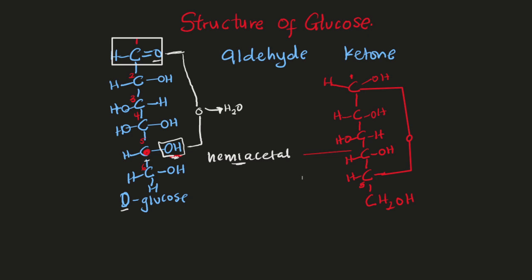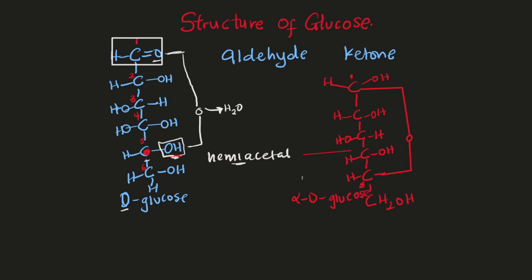What is found on carbon number 1 is an aldehyde and a hydroxy group. The aldehyde reacts with the hydroxy group to form hemiacetal. In this case, this is hemiacetal, and it is mostly referred to as alpha D glucose. This is alpha D glucose.